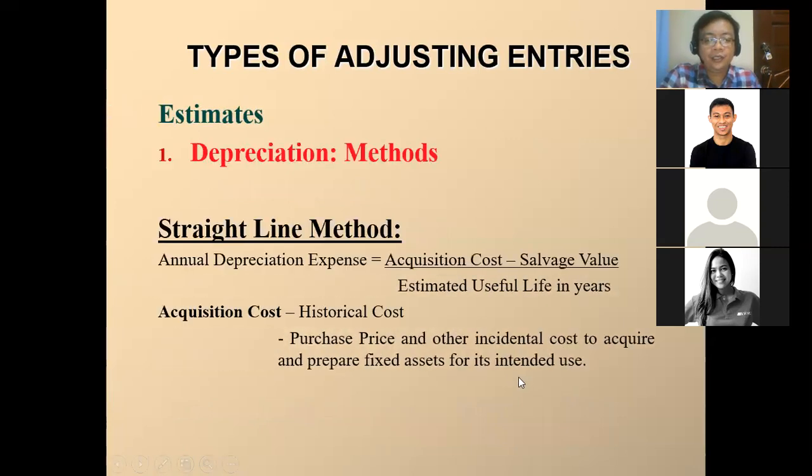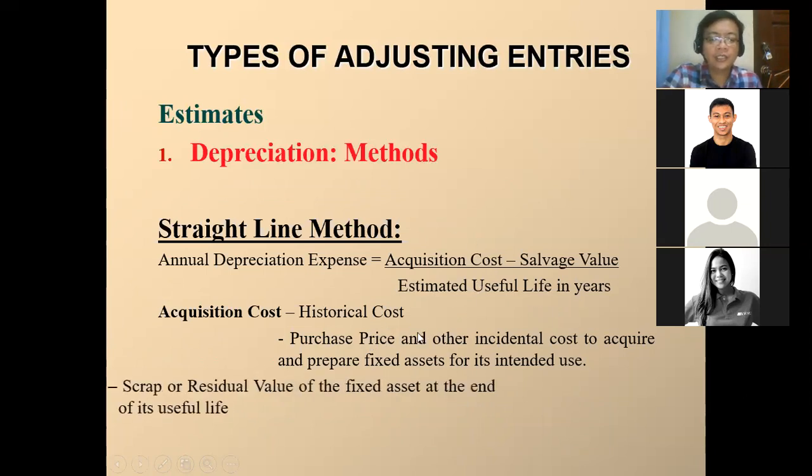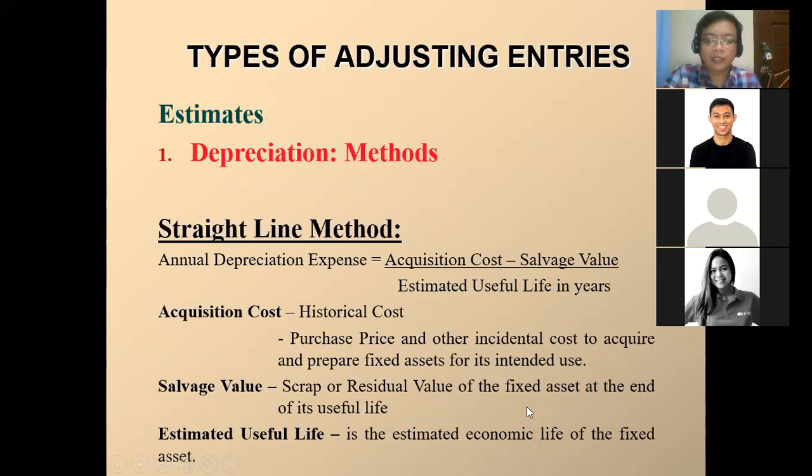So again, this is the historical cost, acquisition cost, purchase price, plus any other incidental costs. Salvage value again, scrap value, residual value, is the value of the fixed asset at the end of the useful life. And estimated useful life of the asset, the estimated economic life of the fixed asset.